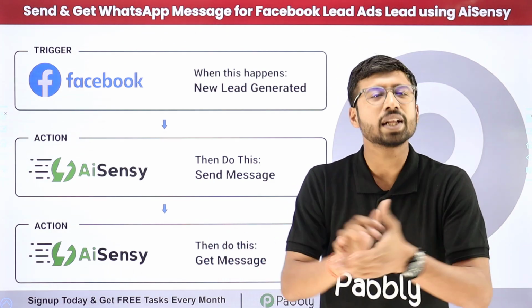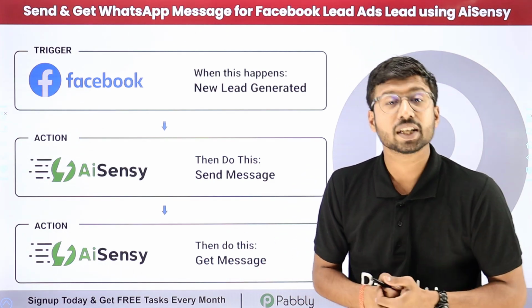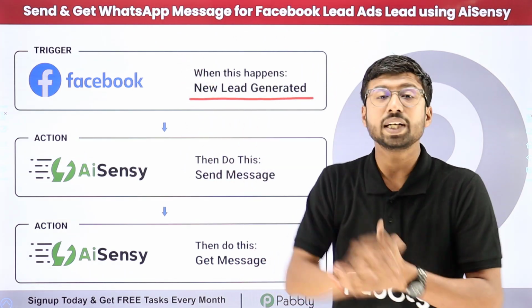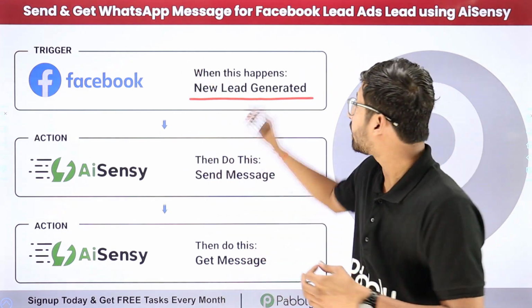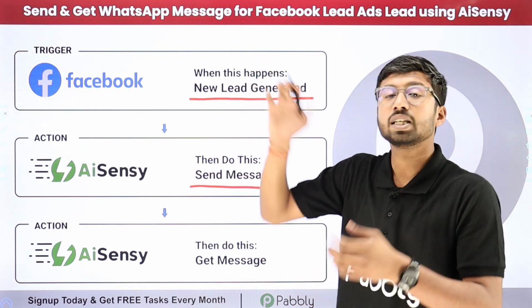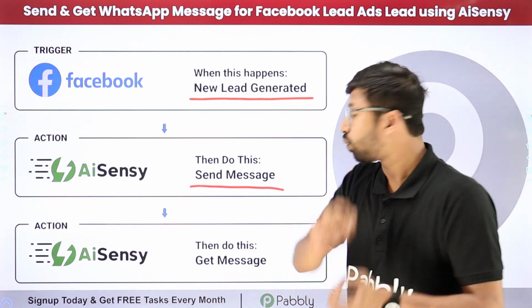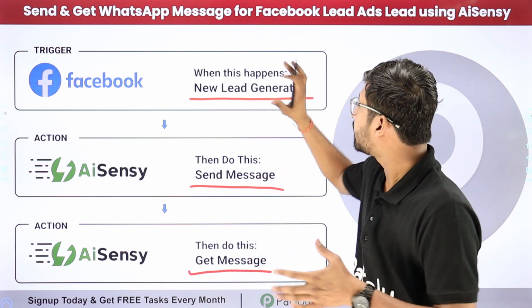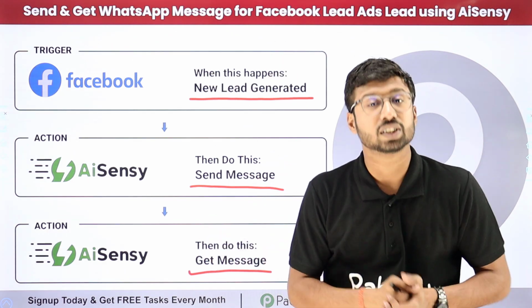So let me tell you, you can completely automate this process. In this automation, as we get a new lead on our Facebook lead ads account, we are automatically going to send a WhatsApp message using AiSensy to the same new lead. And also we are going to get a WhatsApp message on our number or our team member's number as well, with the details of the new lead which we have generated just now.